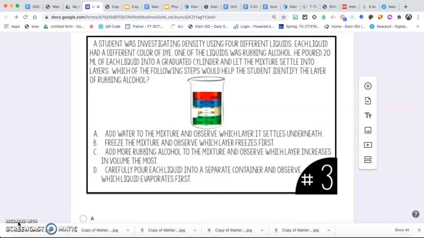A. Add water to the mixture and observe which layer it settles underneath. B. Freeze the mixture and observe which layer freezes first. C. Add more rubbing alcohol to the mixture and observe which layer increases in volume the most. Choice D. Carefully pour each liquid into a separate container and observe which liquid evaporates first.